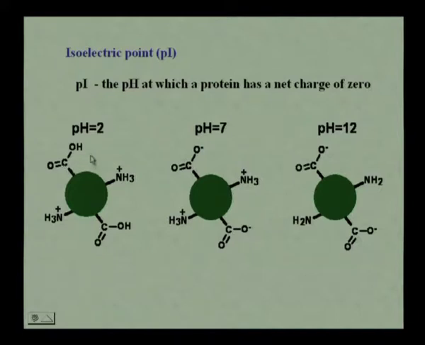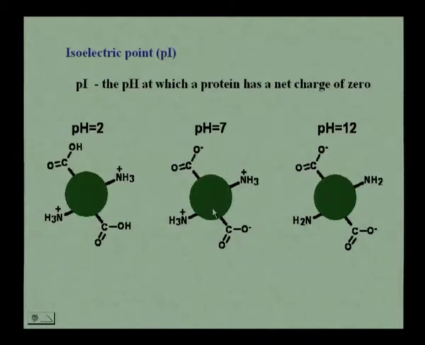Now, as I increase the pH, what am I going to do? I am going to lose the carboxylic acid protons first. So, I am going to come to a point at say, in this case I have written pH equal to 7. What is the net charge on the protein here? It is 0. So, this would correspond to the isoelectric point of such a protein.